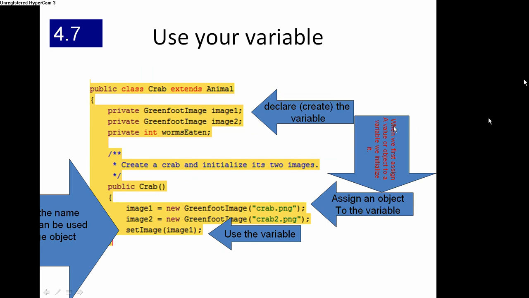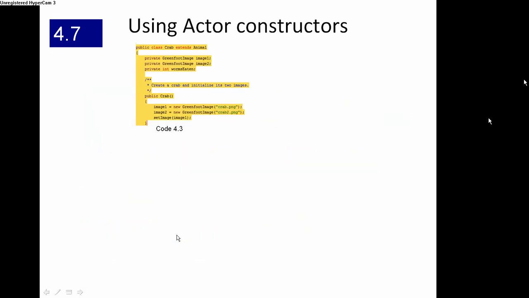Okay, let's read this. When we first assign a value or object to a variable, we initialize it. So right here is where we initialize it. We create an empty box up here, and now we're saying, hey, stick a new Greenfoot image inside the empty box. And then over here, we're actually going to use the variable. We're going to say, hey, for the crab, I want you to set the image to image 1. So what does it do? It said, oh, we need to set the image to image 1. So here's what it does.